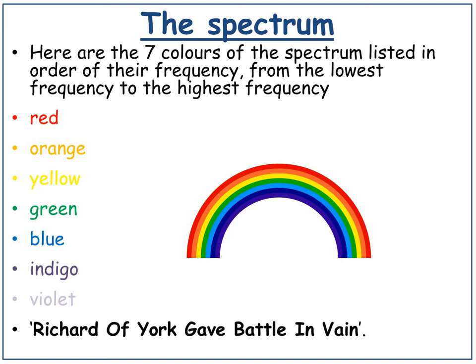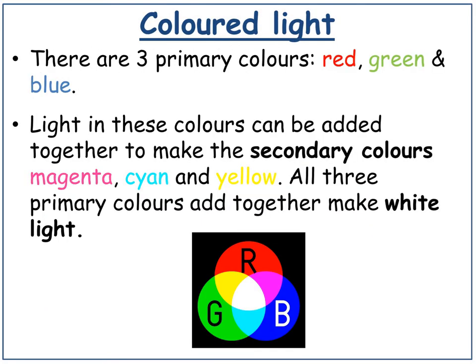So there are 7 colours in the spectrum, and you can use the mnemonic Richard of York gave battle in vain to remember the colours. So it goes red, orange, yellow, green, blue, indigo, violet. And there are 3 primary colours of light, which are red, green and blue. And light in these colours can be added together to make the secondary colours magenta, cyan and yellow. And all 3 primary colours add together to make white light.